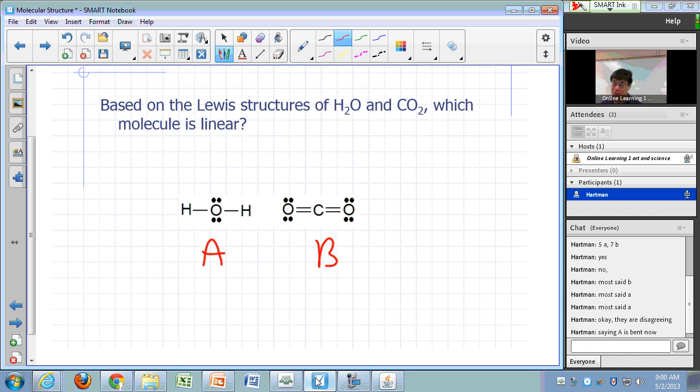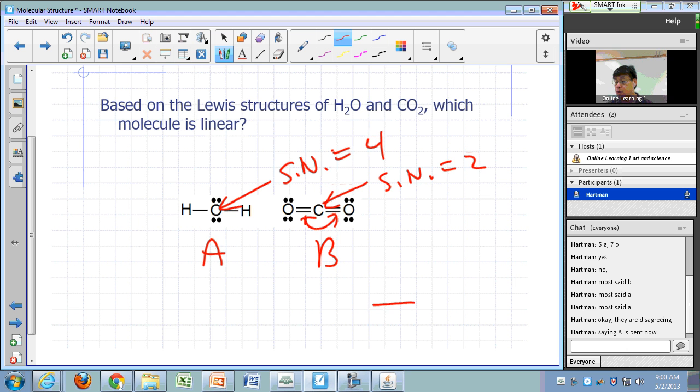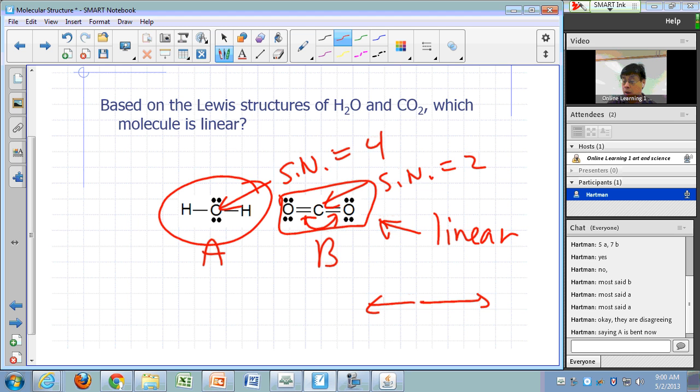What would be the shape of water and carbon dioxide? A is bent. Why is it bent? Because this is a tetrahedral center. Steric number here is 4, right? And here the steric number is 2. So you only have 2 groups sticking out of carbon, which means those 2 groups must be 180 degrees apart. So carbon dioxide is linear, okay, and water is bent, okay? You have 4 groups sticking out of the oxygen in water.